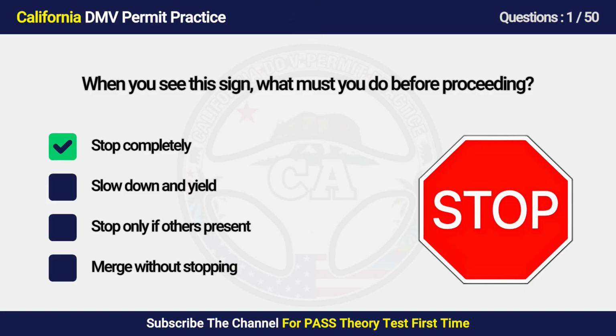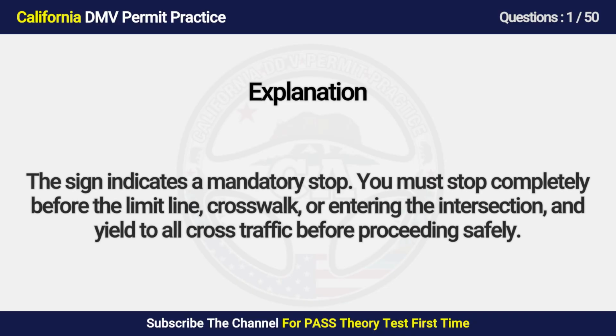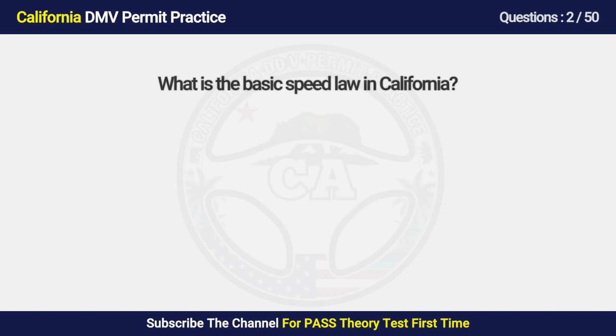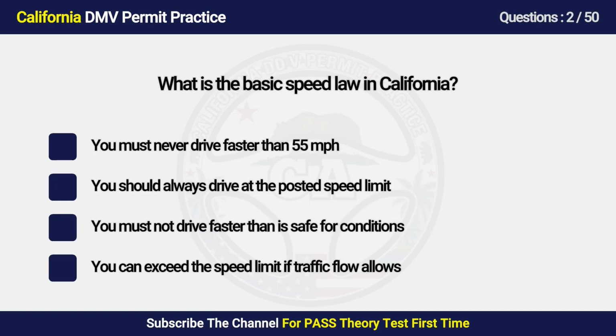Answer is A. Stop completely. The sign indicates a mandatory stop. You must stop completely before the limit line, crosswalk, or entering the intersection, and yield to all cross traffic before proceeding safely.